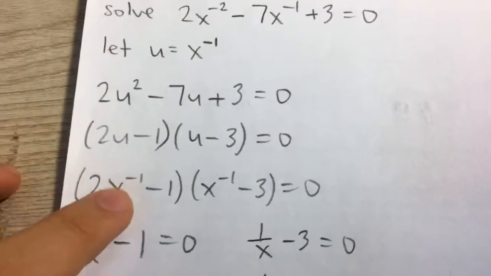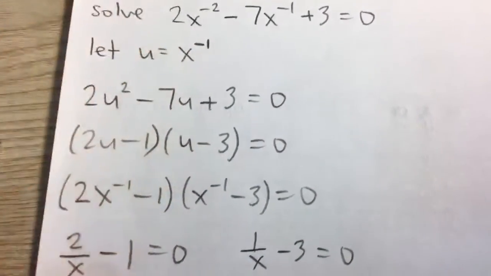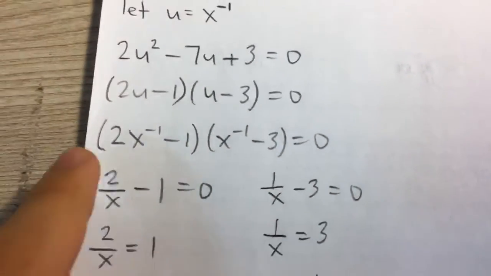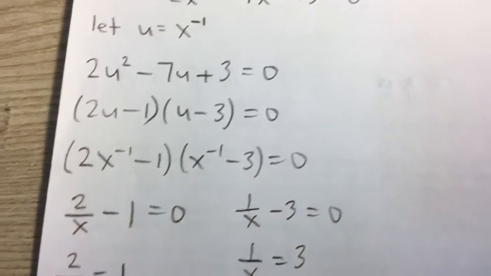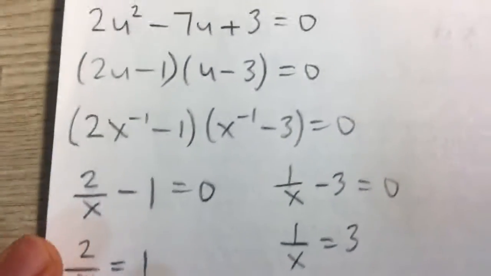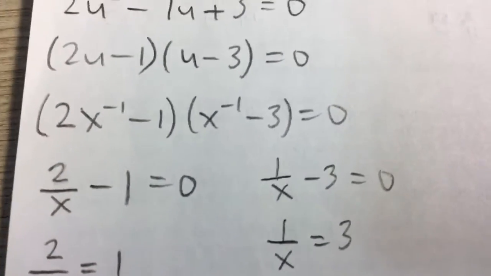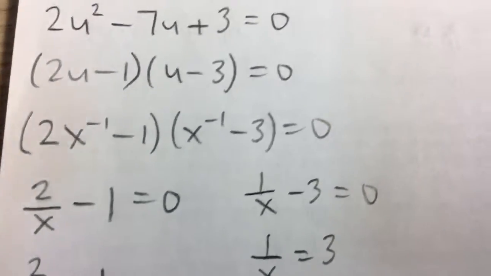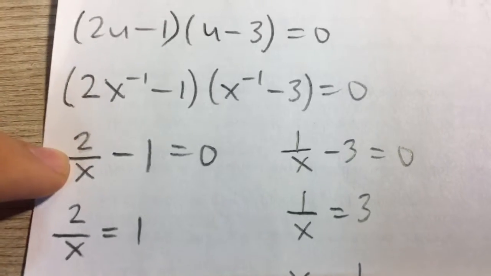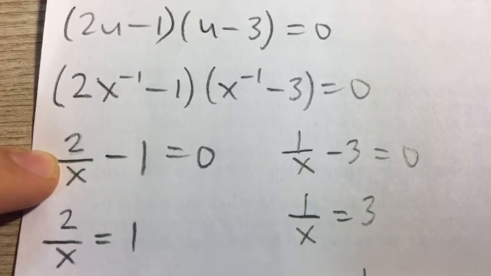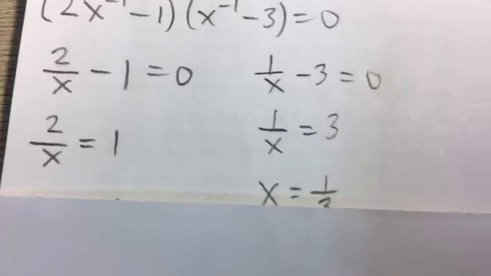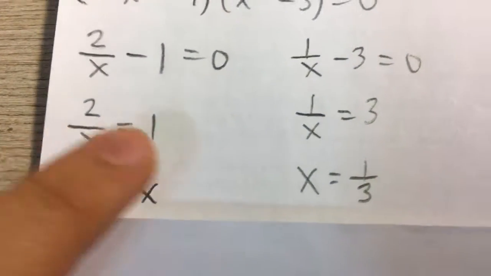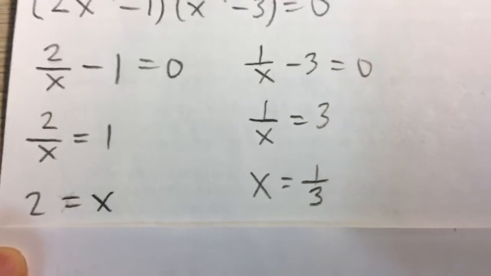Let's plug back in the equation in terms of x. So we have x to the negative 1 and x to the negative 1 here. And now we can set both of these equal to 0 and solve for x. So if you recall, when you have negative exponents, it's the reciprocal of the positive exponents. So x to the negative 1 is 1 over x. And so 2 times that is 2 over x minus 1 equals 0. We're going to add 1 to both sides, and multiply both sides by x and get x equals 2.